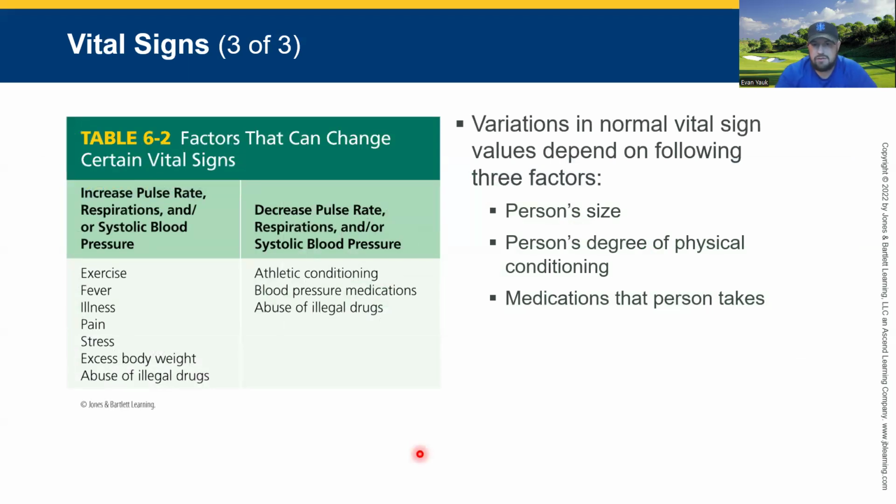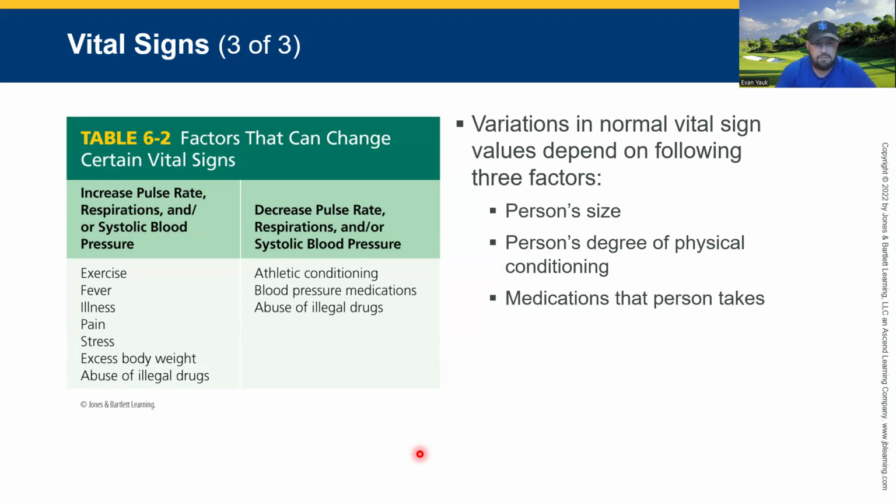Factors that can change certain vital signs. Variation in normal vital signs values depend on the following 3 factors: a person's size, a person's degree of physical condition, and medication that person takes. So age, I'm going to throw that in there, size, their condition. I'm going to use myself as an example. I'm almost 42 years old. I'm in decent health, but I will tell you right now that if you took my blood pressure, it's going to be horrible. You take someone who is identical weight and size as me, if they eat healthy and they exercise more than I do, they might have really good blood pressure. So it varies. You have to know the dynamics.